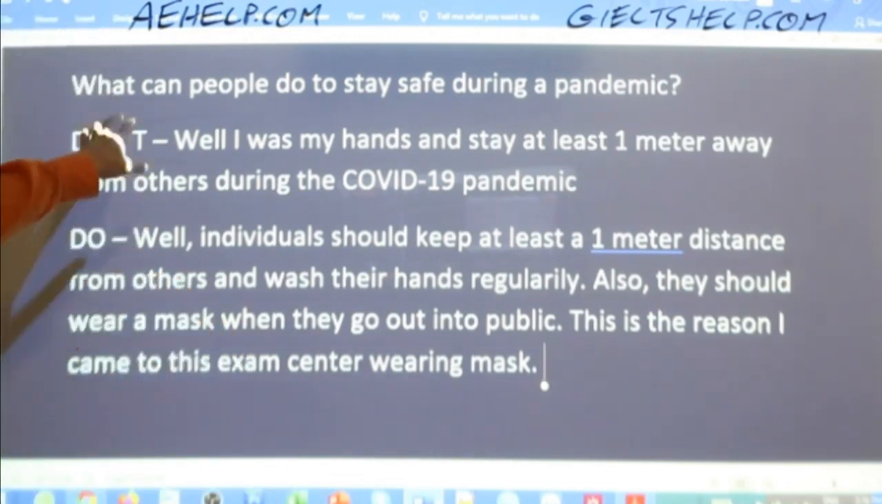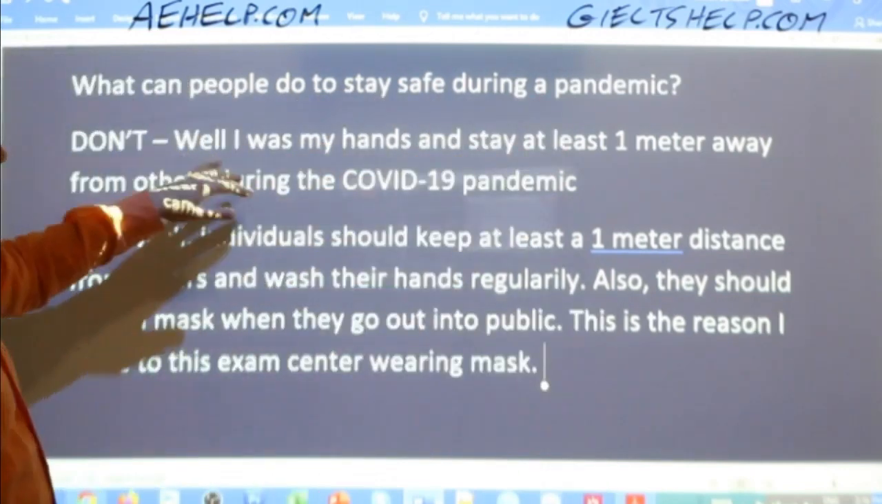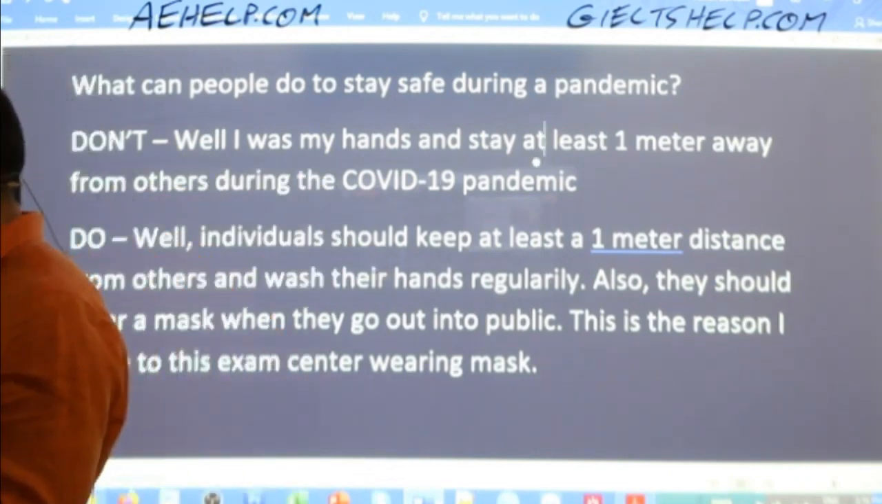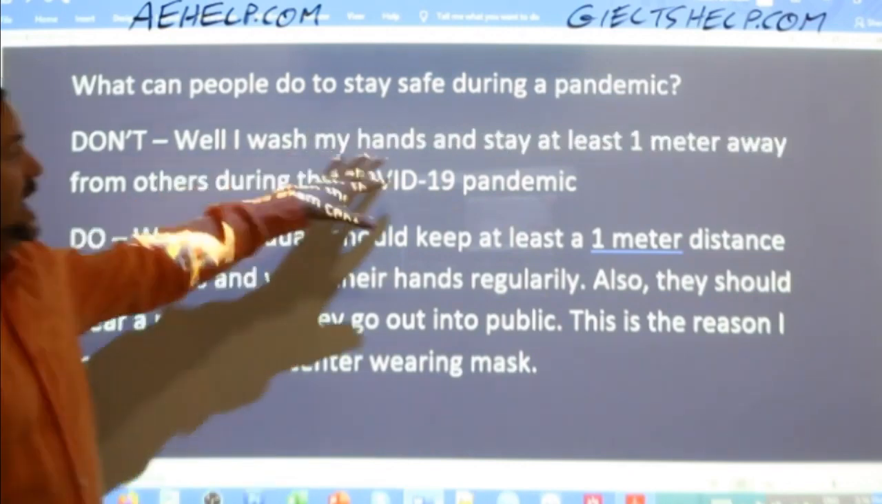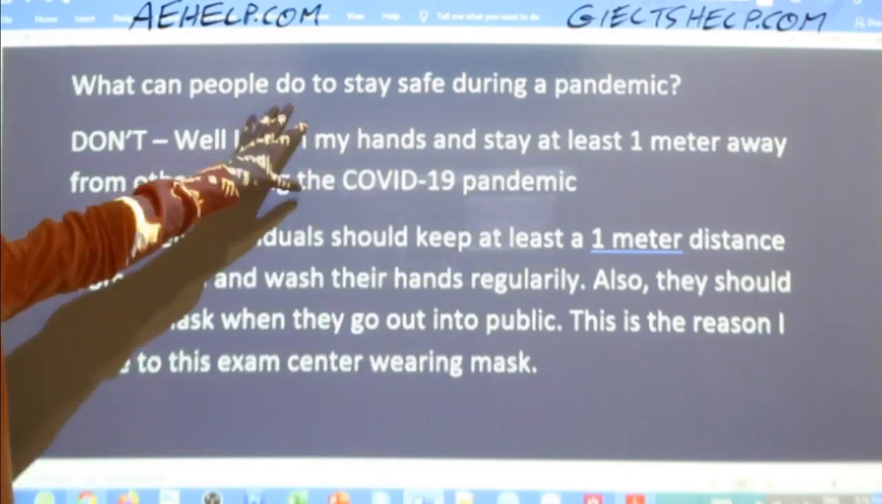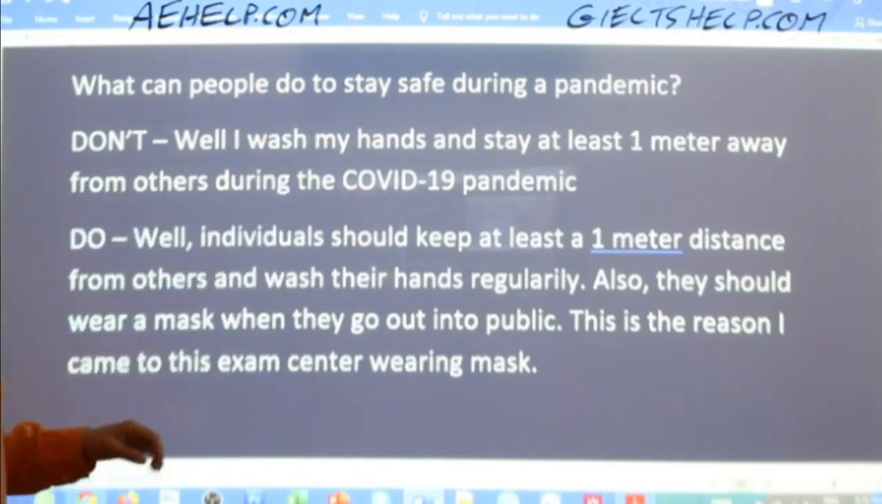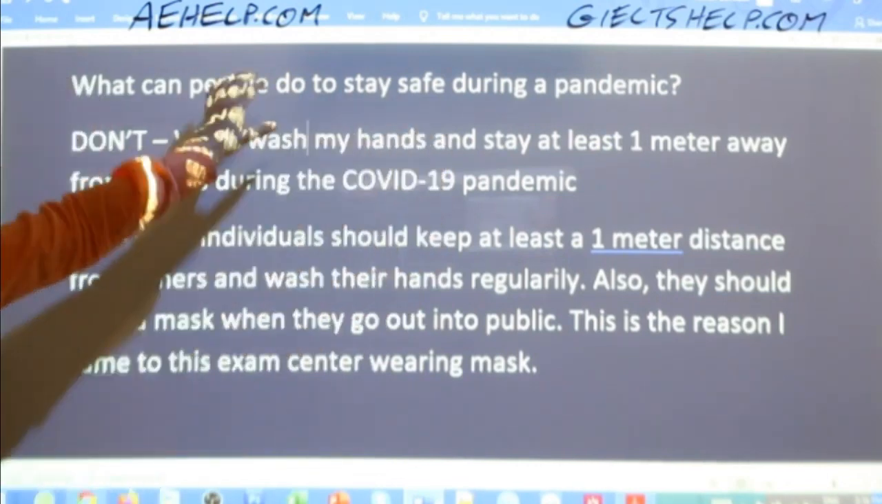So what can people do to stay safe during a pandemic? You can't say, well, I wash my hands, missing H there, multitasking. I wash my hands and stay at least, because it's not asking about you. So this would be a bad answer. You'll lose marks. Absolutely. Okay. Or if you said, for example, I wash my hands. This is a bad answer because you're not answering the question.